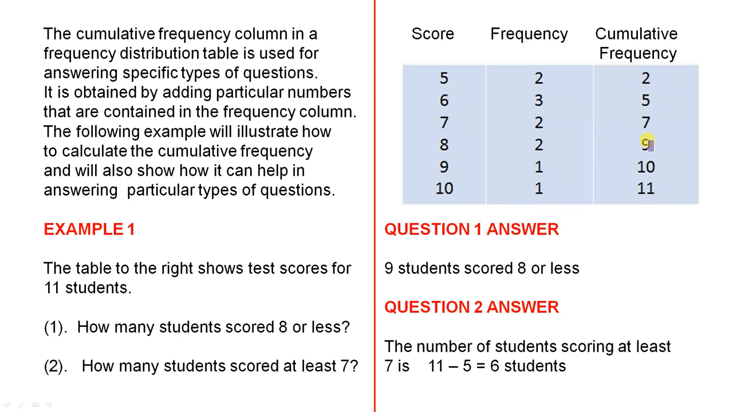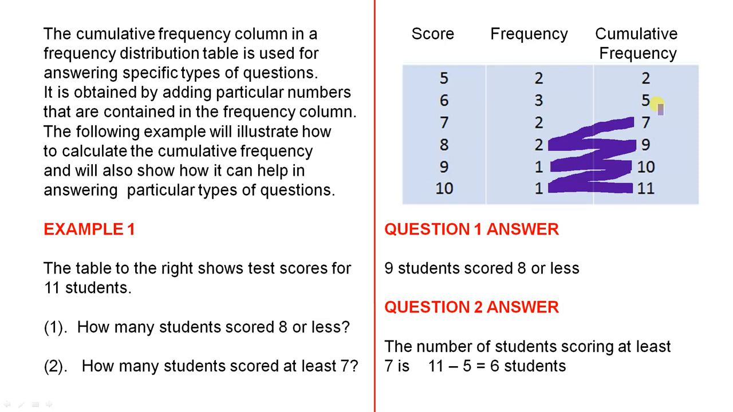Over here, the way we get the 9 is 7 plus 2, which gives us 9. The way we get the 10, 9 plus 1 gives us 10. And the way we get the 11, 10 plus 1 gives us 11. So basically the cumulative frequency column just keeps adding the frequencies together until we go to the end.